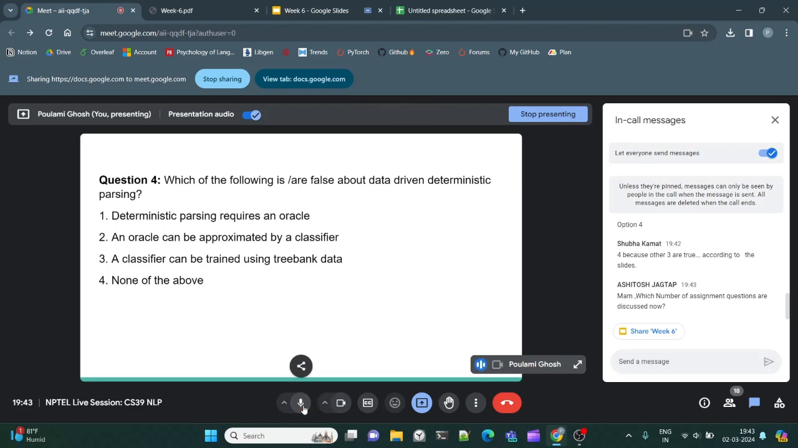Okay, so two of you have answered. We'll discuss. Meanwhile, Ashutosh is asking which number. So we are discussing practice problems actually. We are not discussing any specific assignment problems. These are just practice problems from week 6 content. And we're currently solving the fourth one.